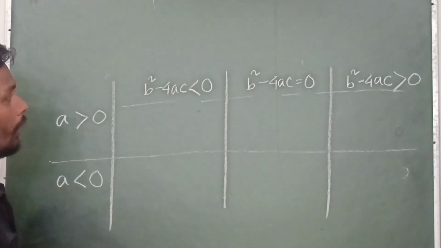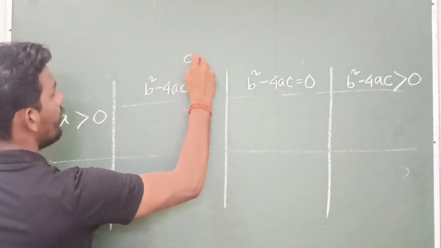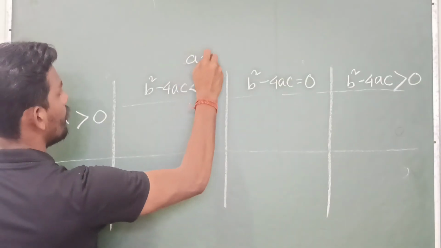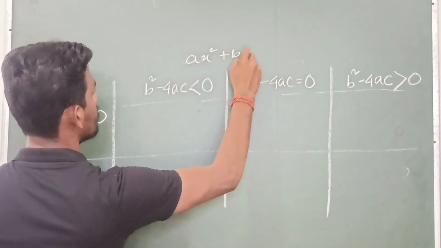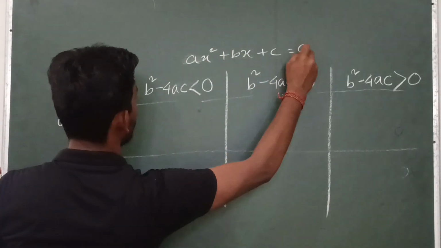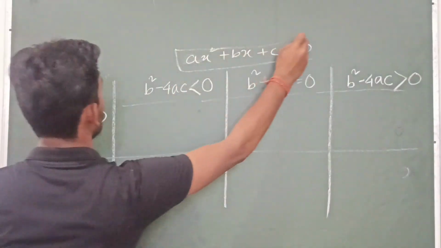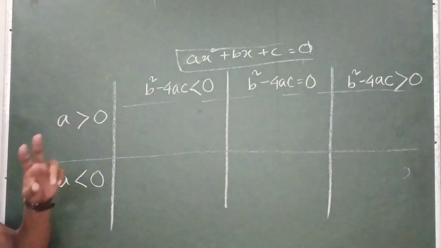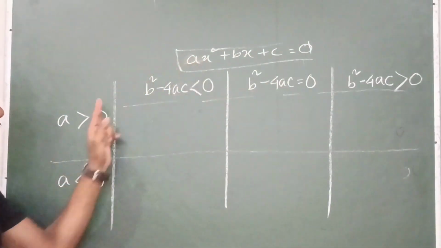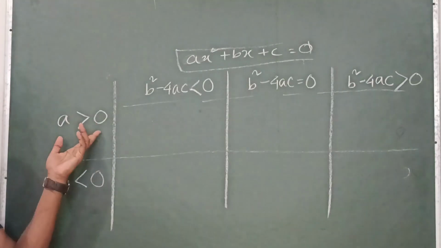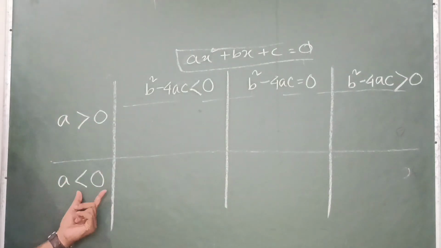Now see, this was the quadratic equation: ax square plus bx plus c is equal to 0. Now the two conditions are here. The coefficient of x square may be greater than 0 or less than 0.